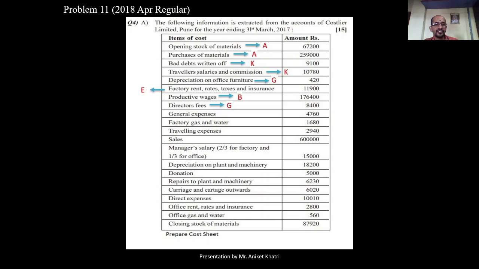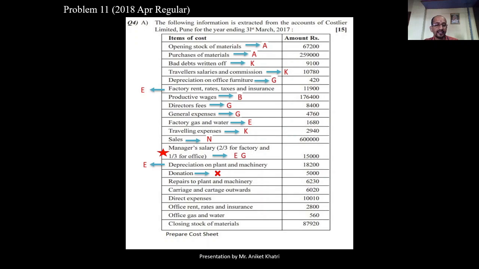Director fees, G. General expenses, G. Factory gas and water, E. Traveling expenses, K. Sales, N. Manager's salary. Here an adjustment is there, 2/3 for factory and 1/3 for office, so E and G respectively. Next is depreciation on plant and machinery, E.